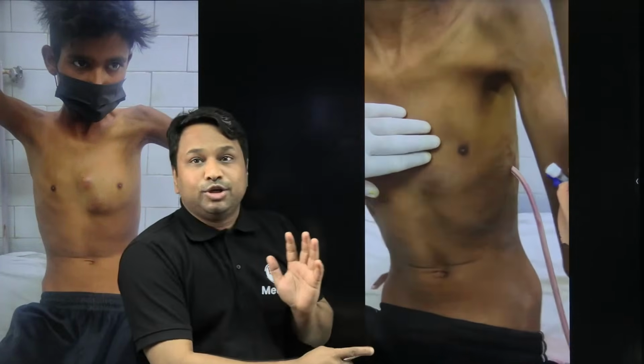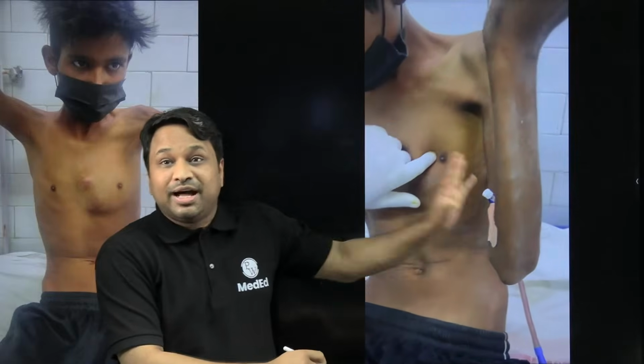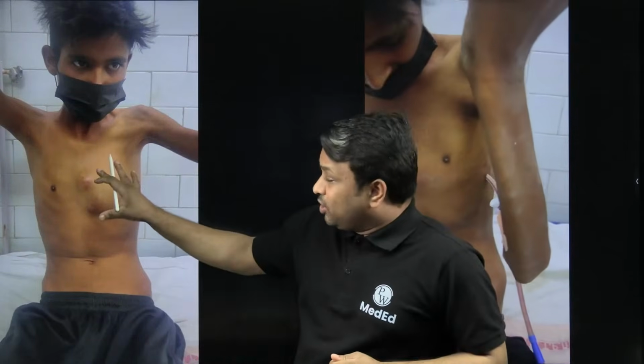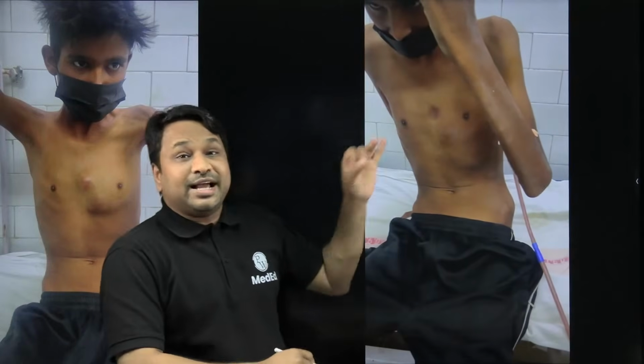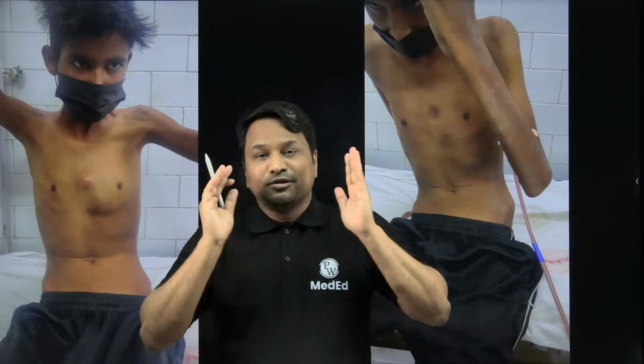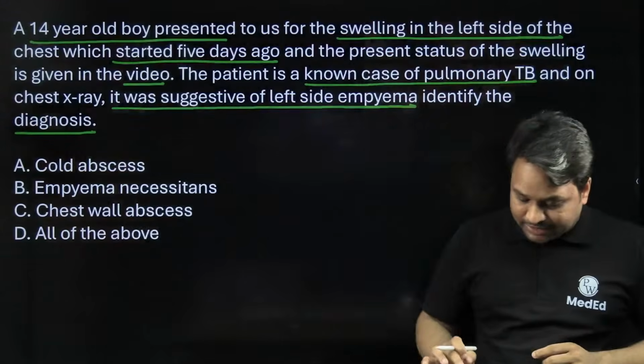Now, my question to you is, what is the diagnosis? You had the swelling before putting the ICD and the swelling disappeared after putting the ICD. Before, there was a nice swelling, there are some sinuses also there, but after putting the ICD, the swelling disappeared. That means it is communicating with the thorax. Which of the following options will have an intrathoracic communication?